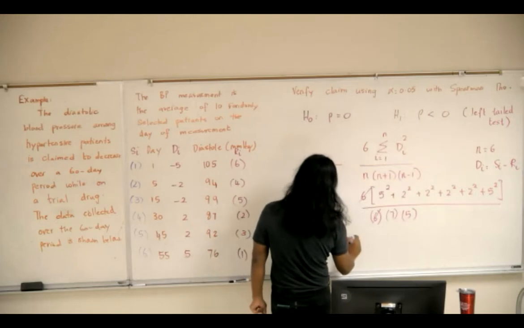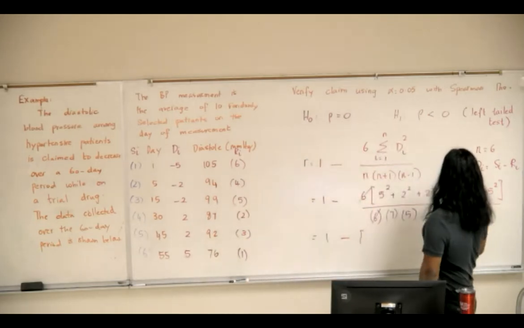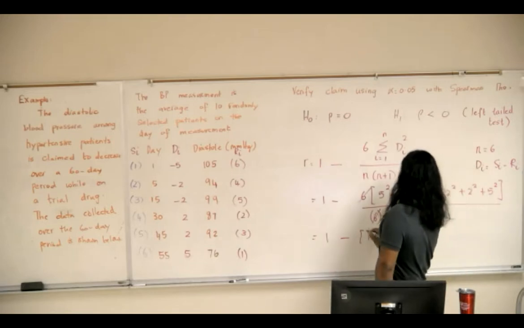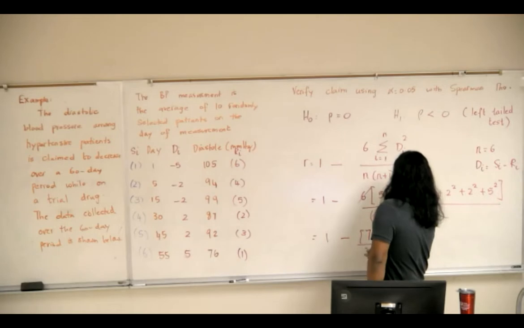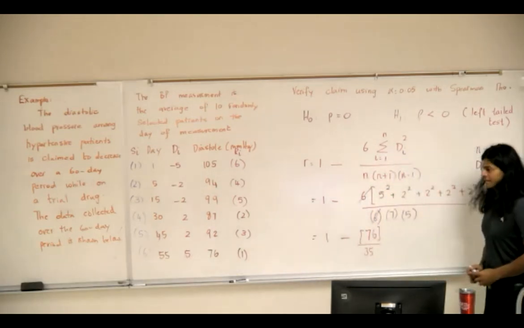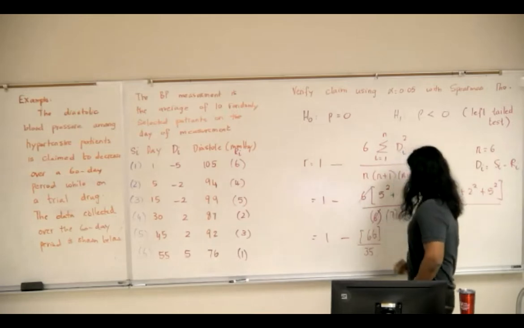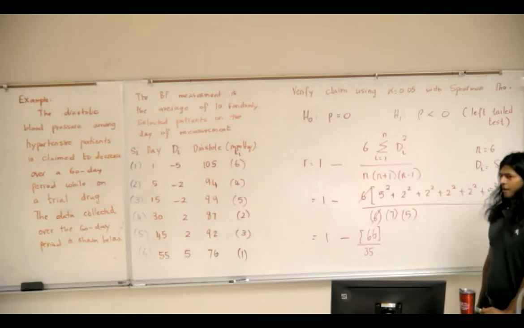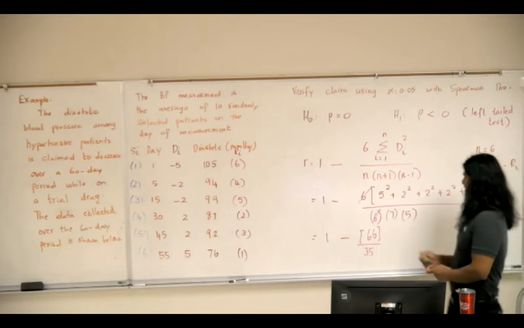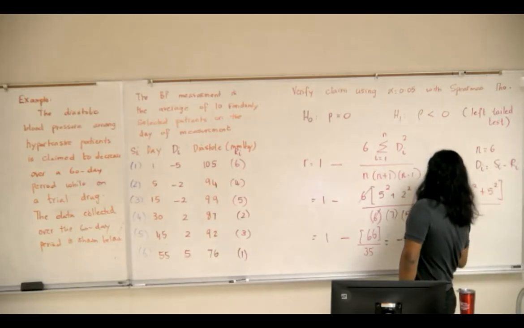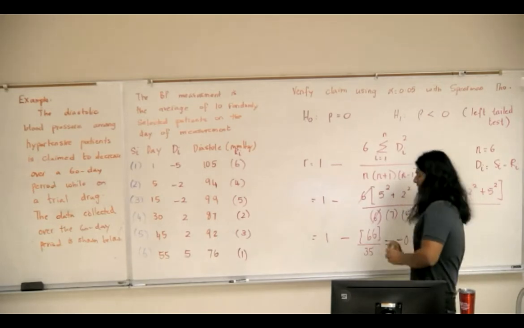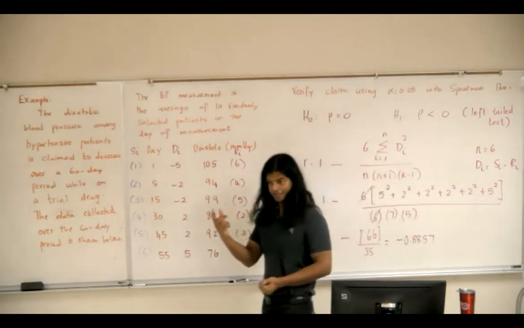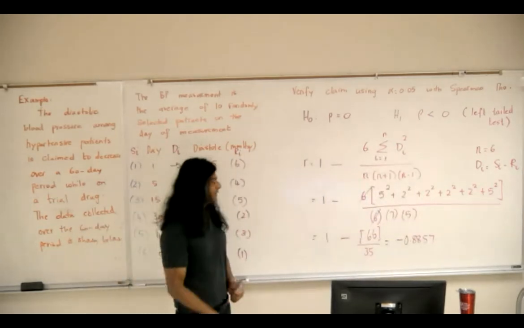So 1 minus 6 times 66 over 210, which simplifies to 1 minus 66 over 35. And what do we get? 1 minus 1.8857, which is negative 0.8857. I made that face because r can't go below negative 1 or exceed 1.